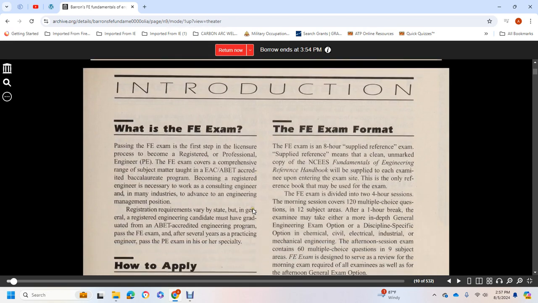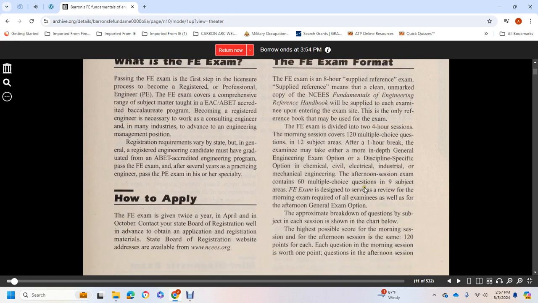The FE exam format. The FE exam is an 8-hour supplied-reference exam. Supplied reference means a clean, unmarked copy of the NCEES Fundamentals of Engineering Reference Handbook will be supplied to each examinee upon entering the exam site. This is the only reference book that may be used in the exam. The FE exam is divided into two 4-hour sessions. The morning session covers 120 multiple-choice questions in 12 subject areas.